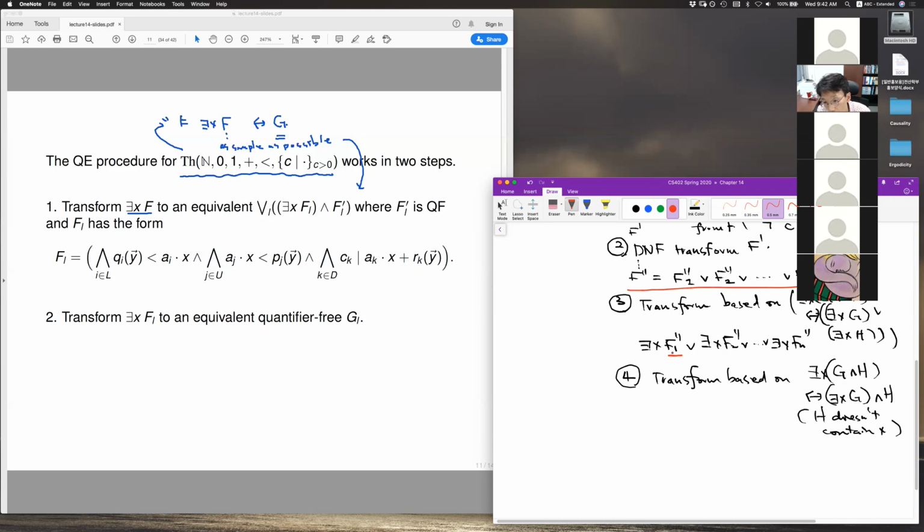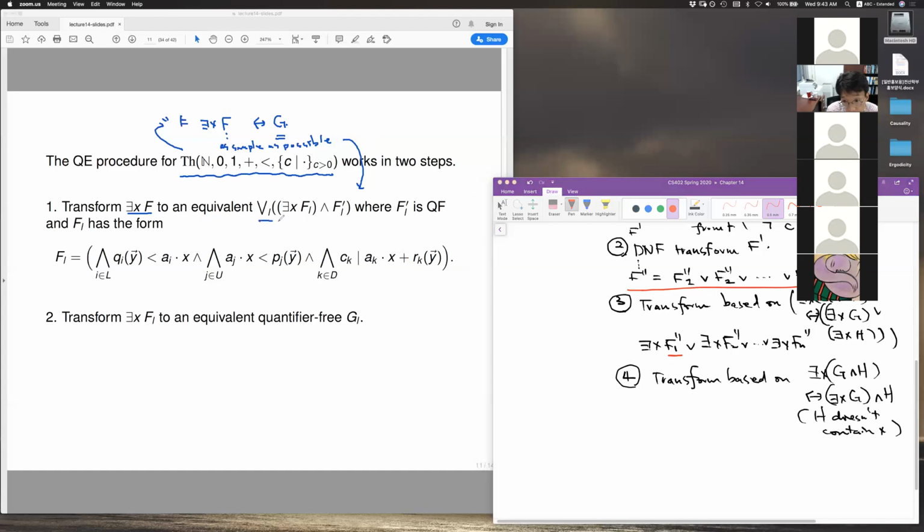F1 double prime should be a conjunction of literals. Okay, so then we can group those literals which contain X and those which don't contain X, and then regroup in such a way that this existential quantification is over the literals that contain X. So really, at the end, the formula that we obtain is of this form.